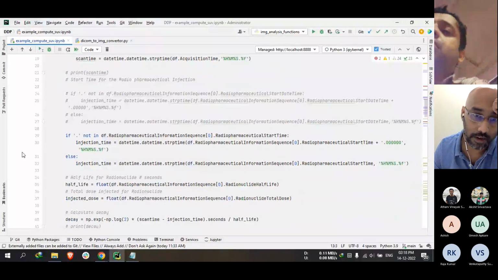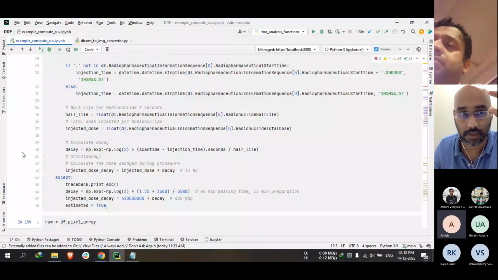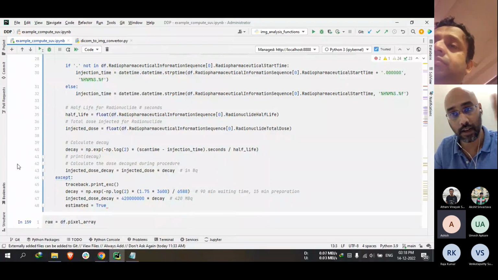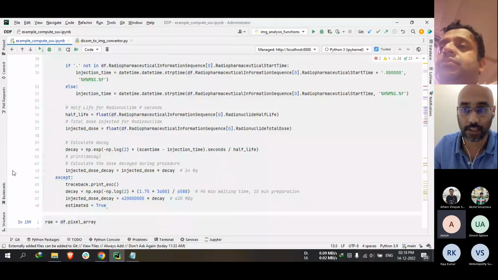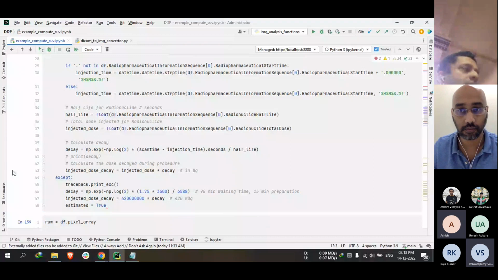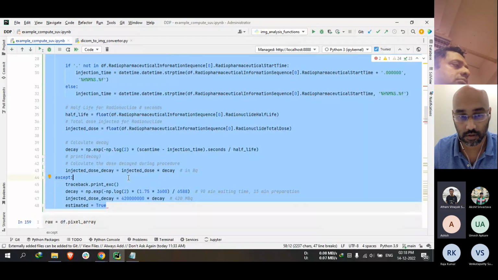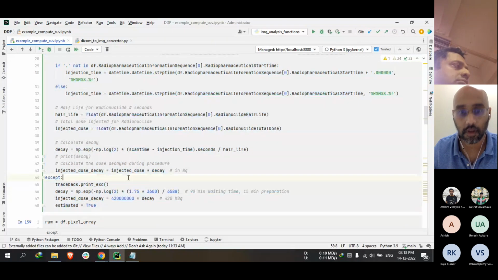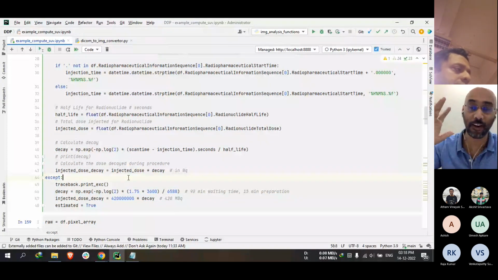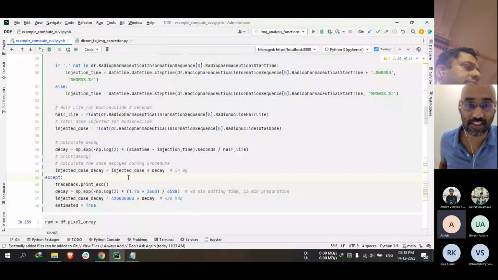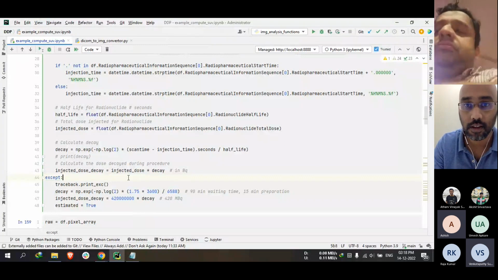Can you give us some link to the formula, because all this information is there in the metadata? I can send you the formula. Fantastic. One more thing, it's just like A0 is equal to this, A_t is equal to A0 e to the power minus lambda t. Yeah, you will have to send us a paper or a formula. I will send you the formula itself. Fantastic.